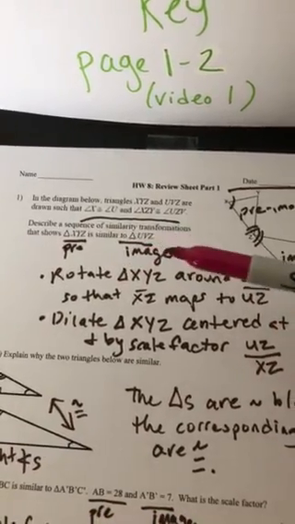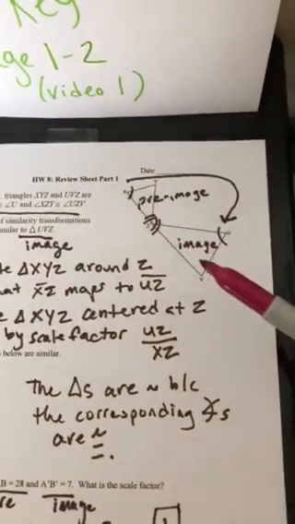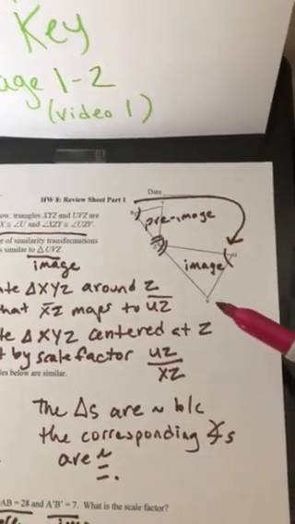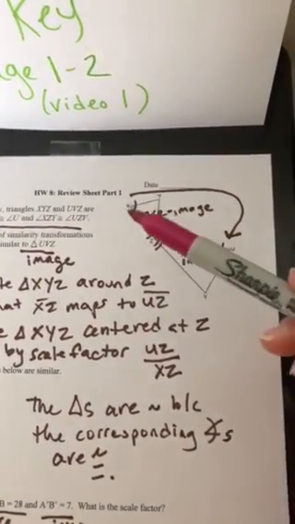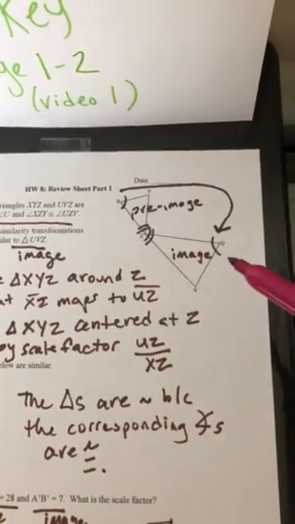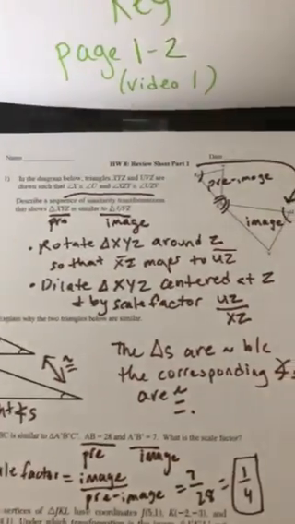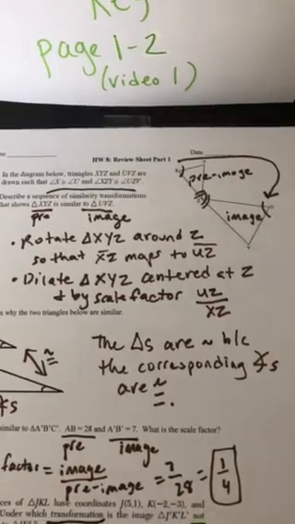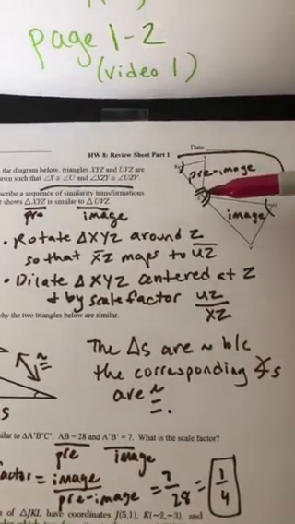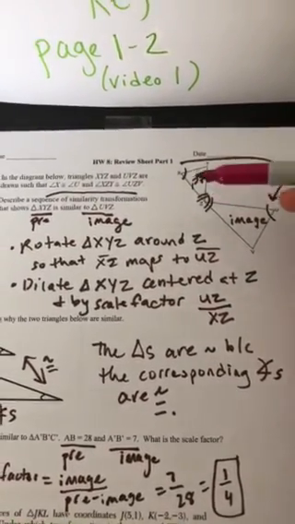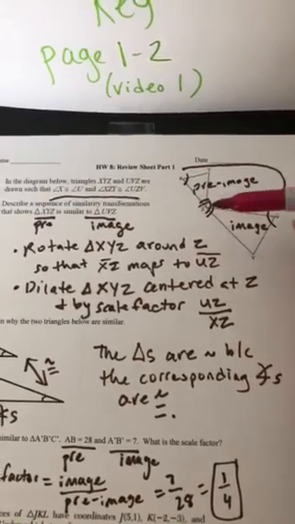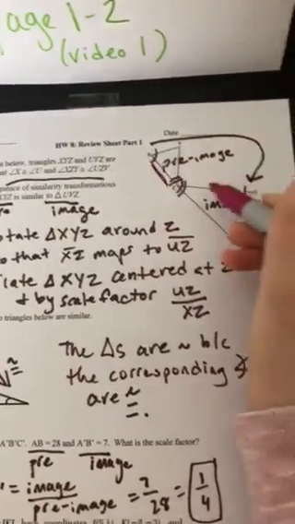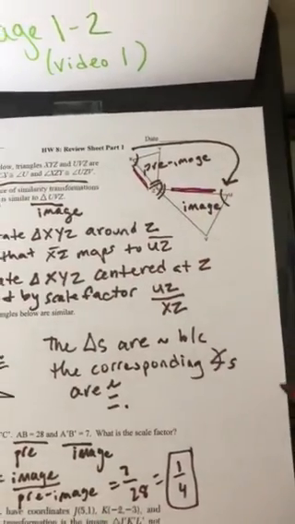Notice how I labeled pre-image and image. I do the same thing on the triangles over here. I first see maybe it's a reflection. Does angle Z go on angle V? Nope. It goes around to angle U. That's a rotation. So then we're very specific. You see that you rotate triangle XYZ around Z. That's the point that the two triangles touch at, so that XZ maps onto UZ. That whole side is going to end up over here. They line up like that.